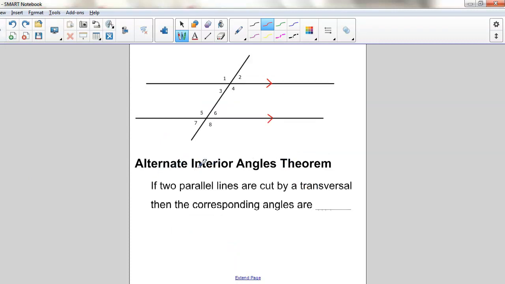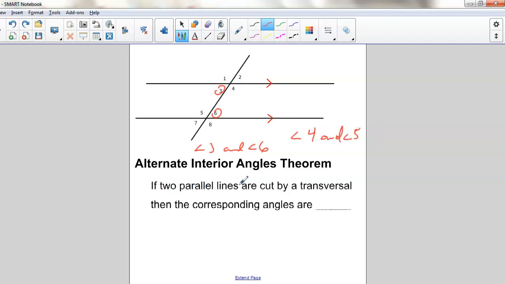Alternate interior angles: so, alternate across the transversal on the interior of these parallel lines. 3 and 6 are an example of alternate interior angles. Also, you have angle 4 and angle 5. Those are examples of alternate interior angles.